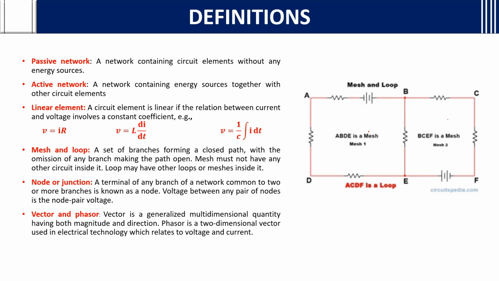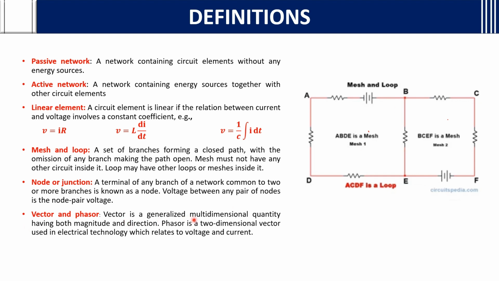Node or junction. A terminal of any branch of a network common to two or more branches is known as a node. Voltage between any pair of nodes is a node pair voltage. This is a node, a junction. Here it is dividing into two branches. So this point is called a node.